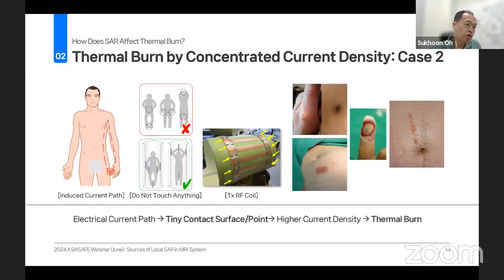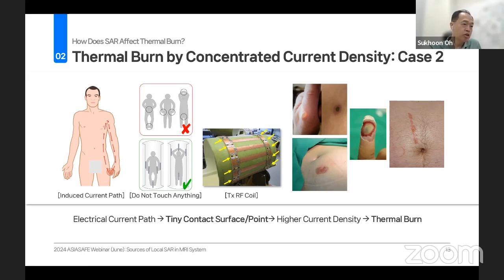Another aspect of a thermal burn may be due to the induced current pathways. In other words, the induced current passes through a tiny contact surface or point between the fingers and the human body. Then higher current density occurs at the contact surface or point, which possibly causes thermal burns, just like this. As the loop size gets larger, the induced current gets higher. As a result, more severe thermal burns may occur.